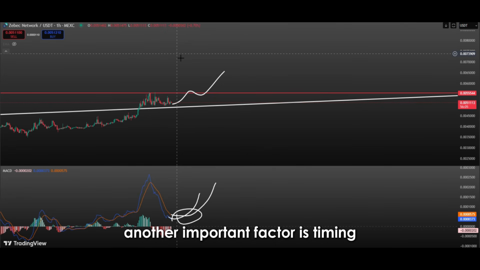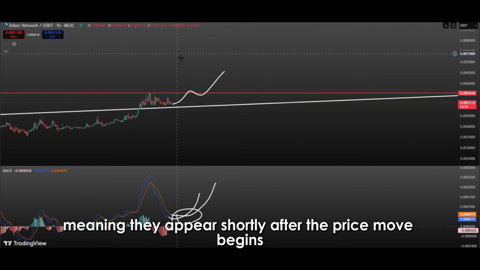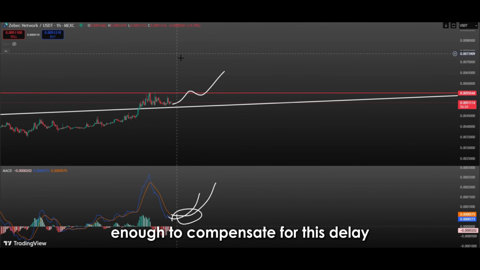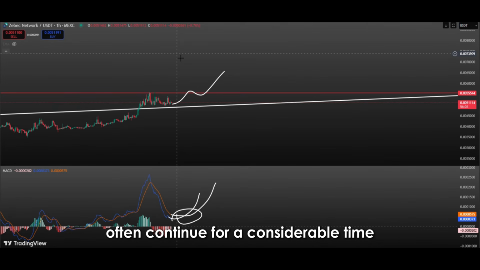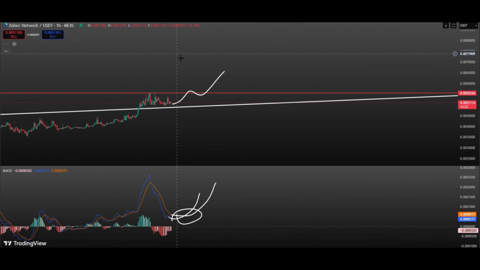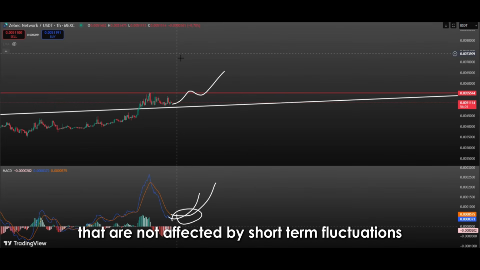Another important factor is timing. MACD signals are generally lagging indicators, meaning they appear shortly after the price move begins. However, the upward crossover is strong enough to compensate for this delay, as the trends that begin after such crossovers often continue for a considerable time. This gives investors enough time for the price to move in their favor after entering a position. Especially on higher timeframes, MACD crossovers are more meaningful. On these larger timeframes, upward crossovers indicate more stable and long-term trends that are not affected by short-term fluctuations.